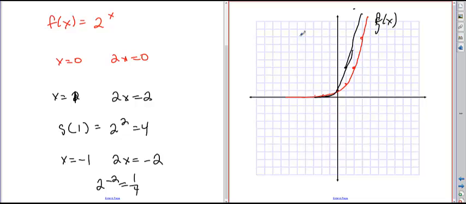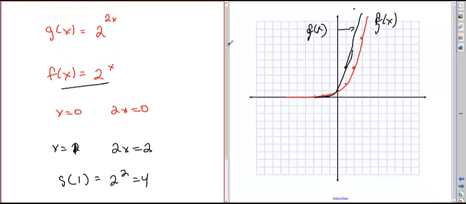So this red one is the parent function. Actually, using this as f of x. Oh, yeah, g of x. That would be f of x, and then the blue one here would be g of x. So the black one is this one. I got the colors mixed up. So g of x is the blue. Did I get that right? No, it's the other way around. Let me erase those things.